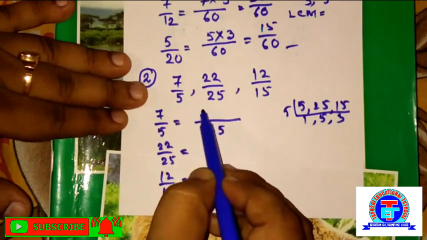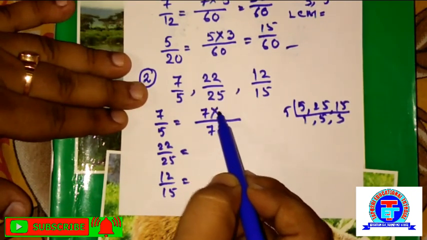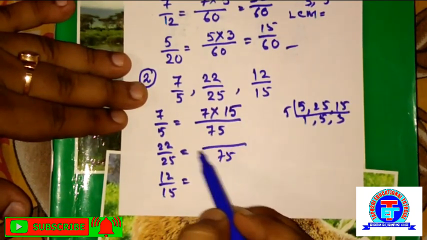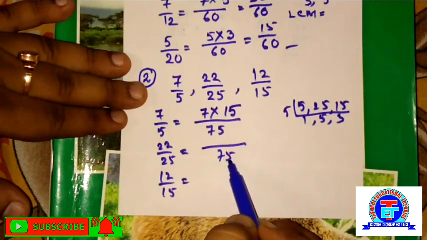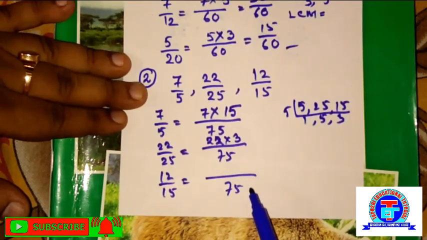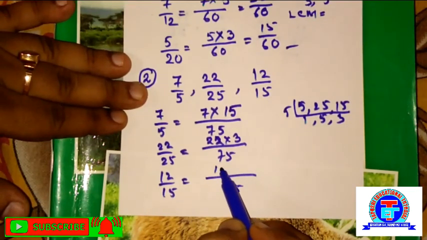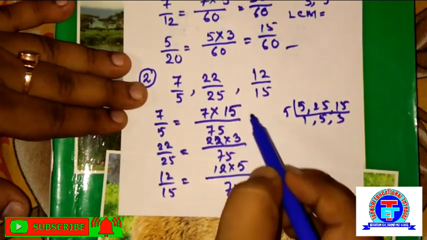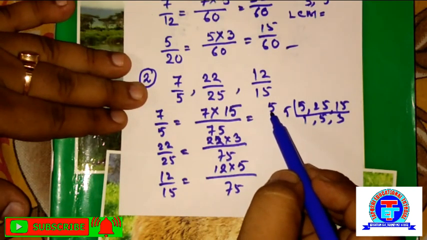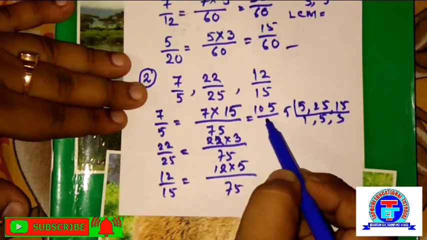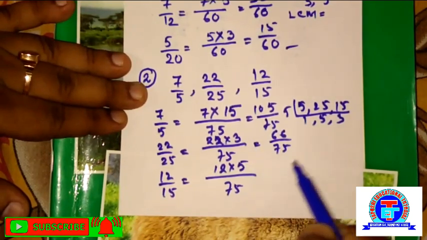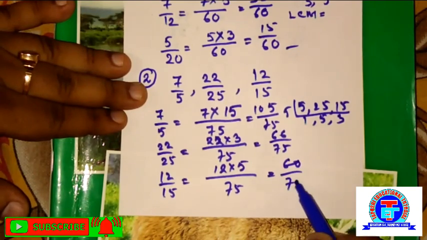It will become 75. So here we write 7 into 15, right? And this one 75, it will become 25 times 3 is 75. So we multiply 22 into 3, and this one 75, 15 times 5 is 75. So we multiply 12 into 5. Now we write here 35 times 3, this one 105 by 75, and this one 66 by 75, and this one 60 by 75.